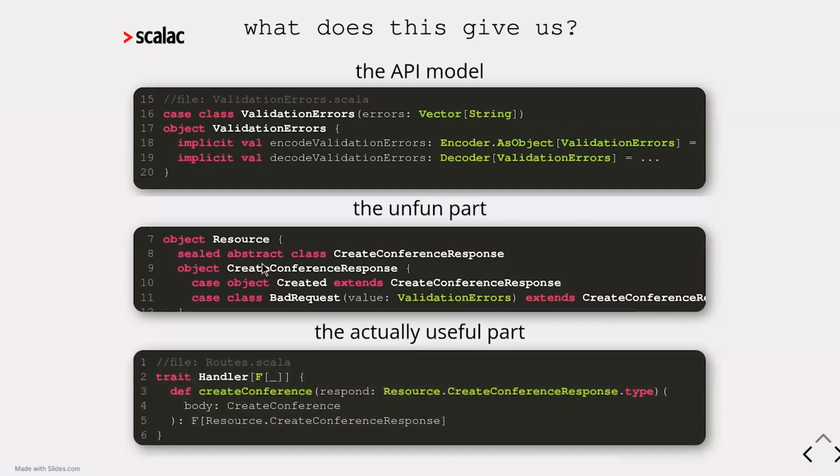bottom is the actually useful part. So the handler method, it usually generates a handler method for us to implement, and the handler method is like raw business logic. The only thing we need to do is implement that, and we get access to the already deserialized body of the request. So in this case, create conference, right?